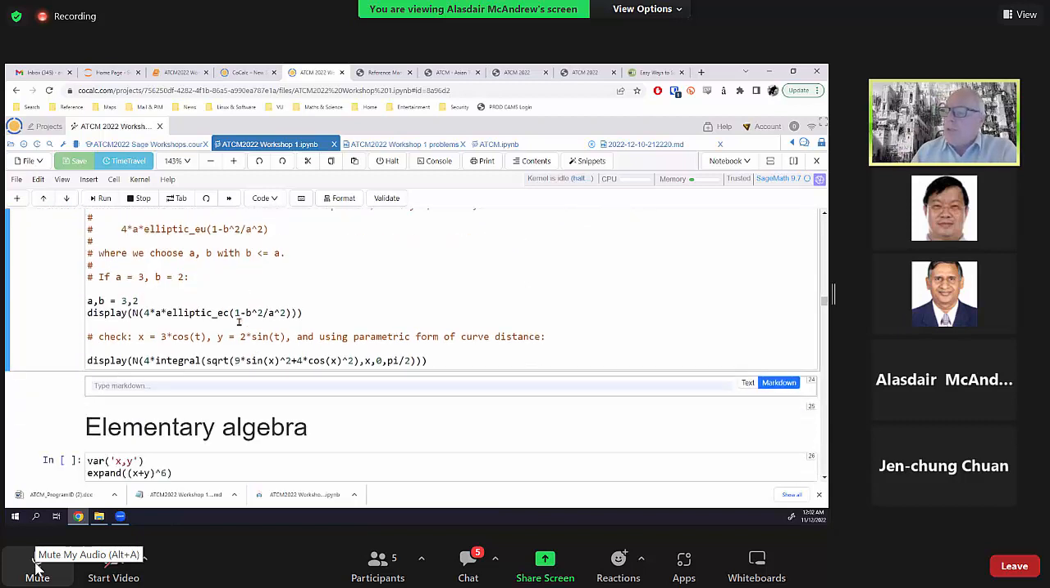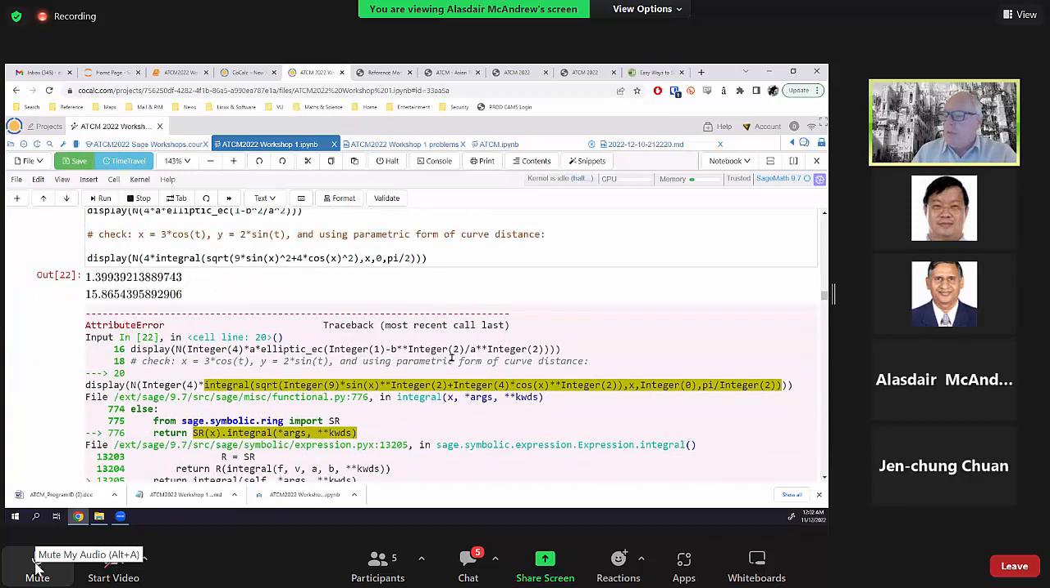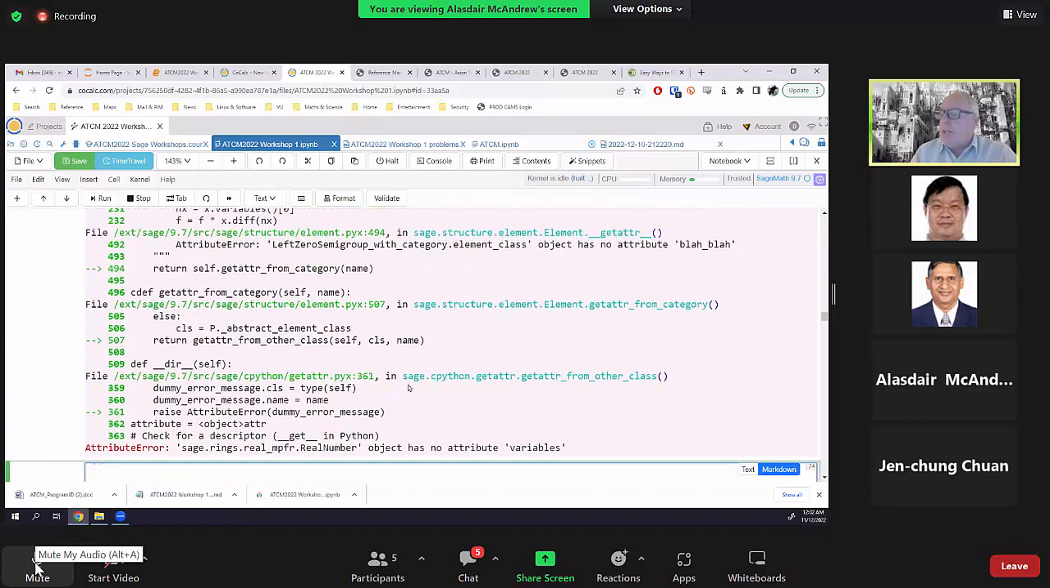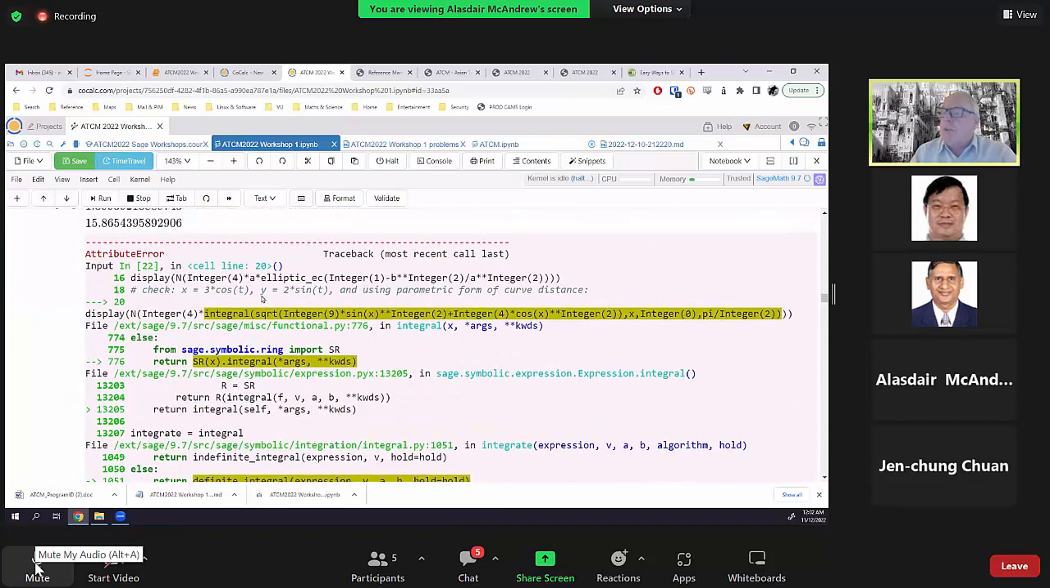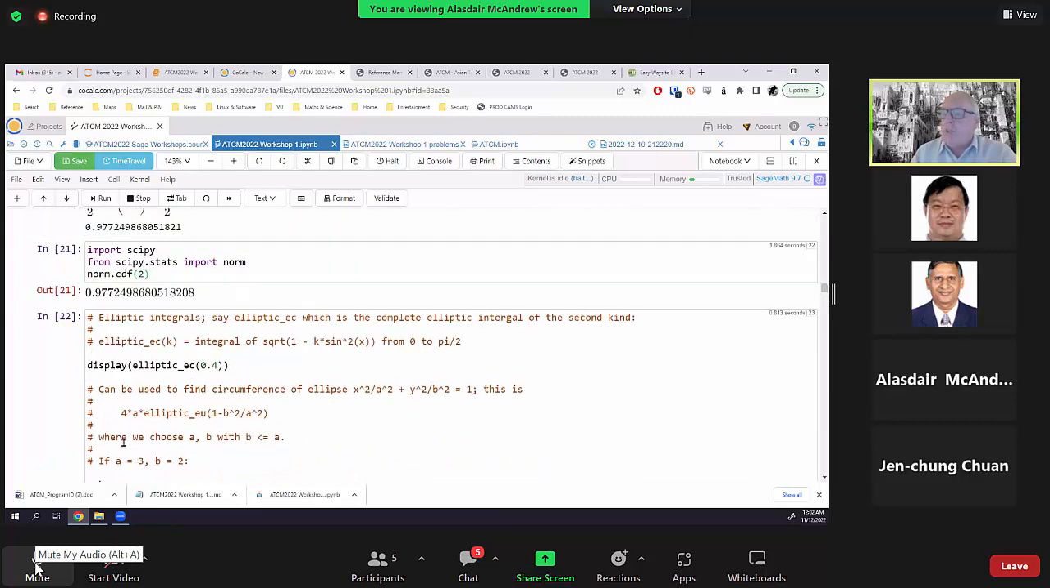And if I should put this through, let me have a quick look at what I've got here. I have an error. Oh, I shouldn't be getting an error. Real number has no attribute variables. What's going on here? Variables 3, 2. Oh, I know.